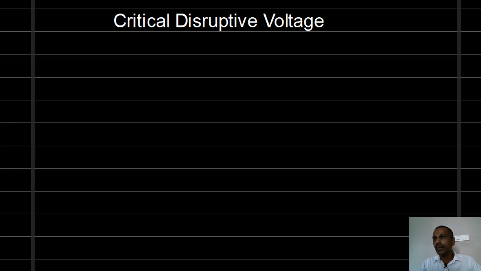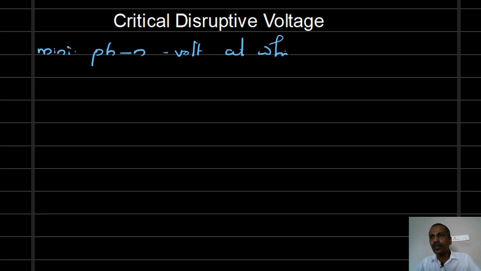We'll see a couple of terms related with the corona formation. One is critical disruptive voltage. This is the minimum phase to neutral voltage at which the corona starts.